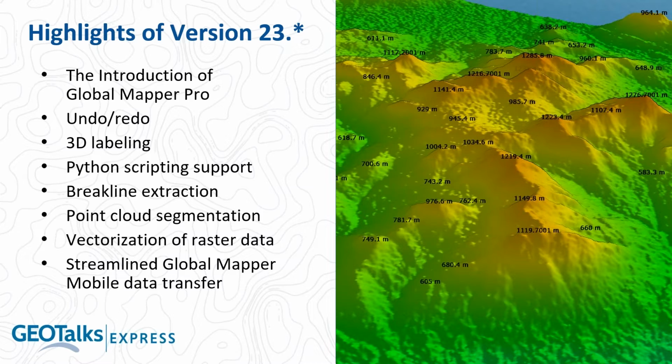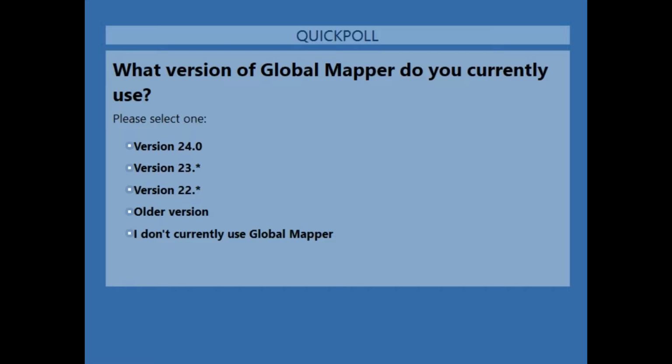Now, speaking of older versions, we like to do this during our presentations, a little bit of interactivity here. I'm going to ask you a question. What we'd like to know from you as our attendees is which version of Global Mapper you are currently using. Now, I know some of you will likely already have updated to version 24. Great. Some of you are probably still using an older version.